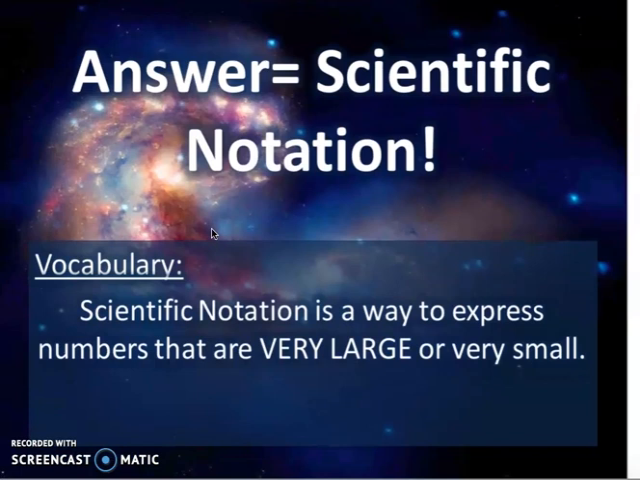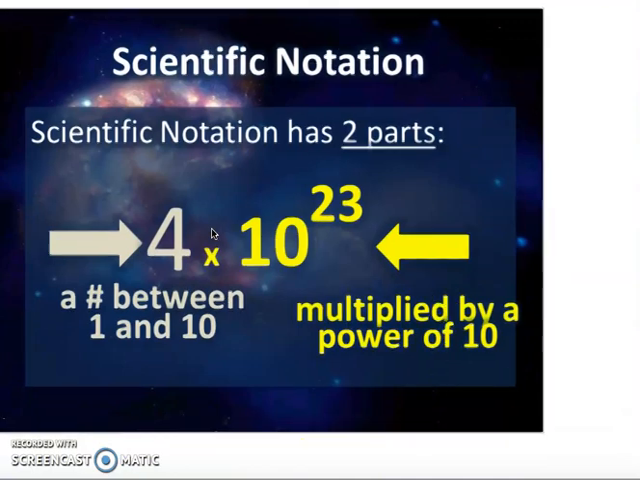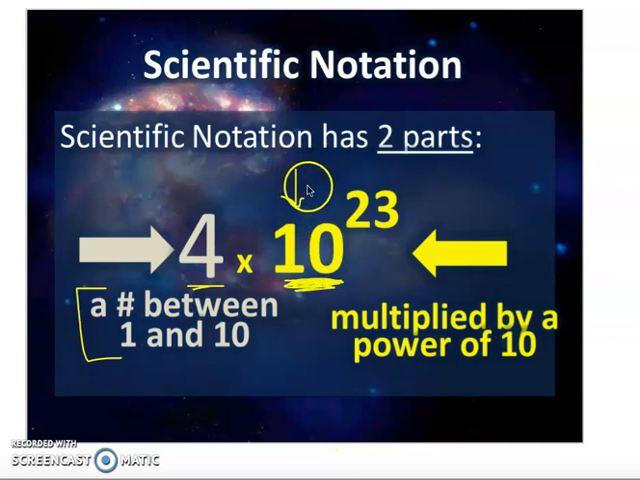Pause the video, write down this definition. Scientific notation is a way to express numbers that are very large or very small. And we'll start looking at this. Scientific notation has two parts. It has a number that is in between 1 and 10, and then it's going to be multiplied by an exponent that always has a base of 10. Always has a base of 10. This number right here will always be 10.